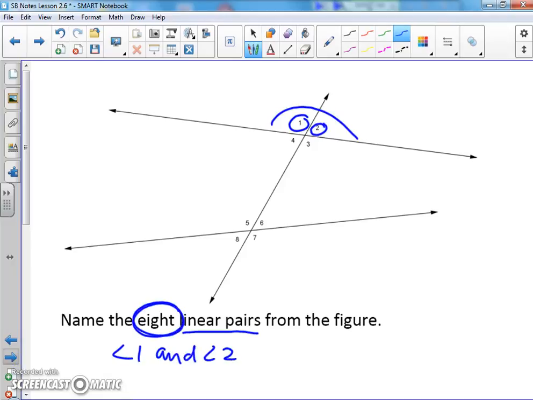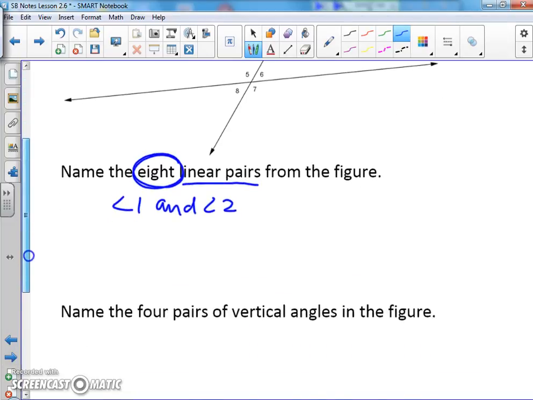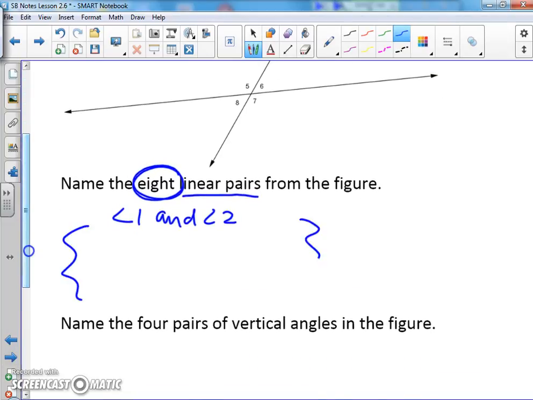We're telling you here that there are 8 of them. I want you to go name the rest of these. You will not get full credit for your notes if you have not filled out this part.